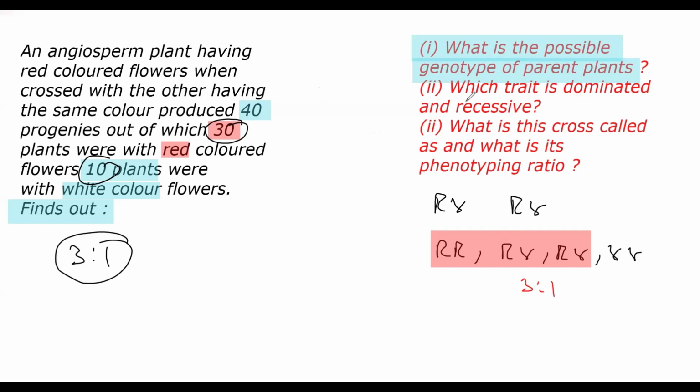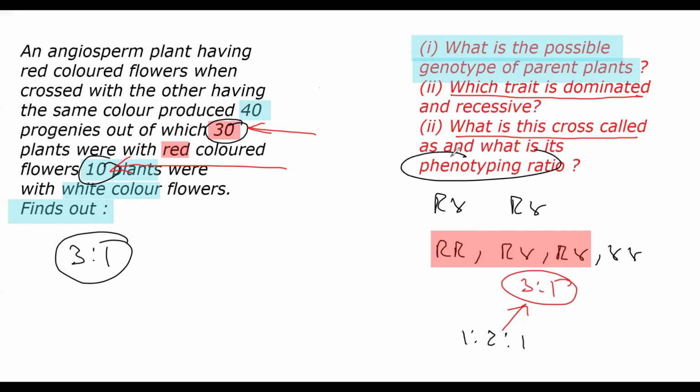Now, if I read the next question, it says which trait is dominant or recessive. So it's very clear that red is dominant and this is recessive. This is the F2 generation. And what is this cross called? And what is the phenotype ratio? Well, the phenotype ratio we have obtained is 3 is to 1, right? If they ask you the genotype ratio, then the genetic combination you can see is 1 is to 2 is to 1, but they are asking for the phenotype.